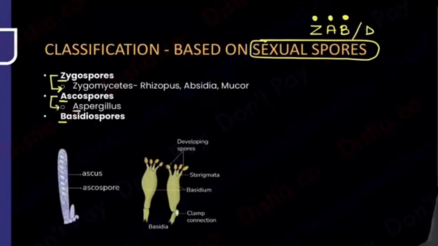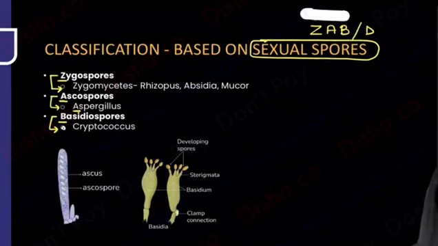Ascospores are going to be present, A for A, in the Aspergillus, and basidiospores are going to be seen in the presence of Cryptococcus. They are seen in, again, B, C coming together. So basidiospores are seen in Cryptococcus. Let's do a recap. When I'm talking about the three, that is ZABD, we have Z for zygospores, that is zygomycetes, A for ascospores, which is Aspergillus, B for basidiospores, which is seen in Cryptococcus. I have a couple of pictures over here that you can see.